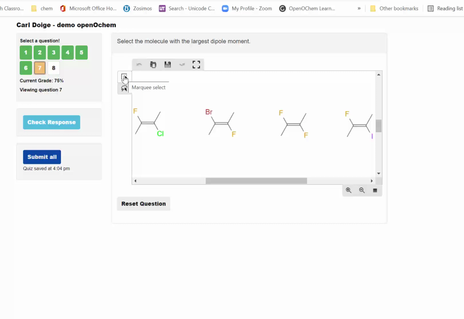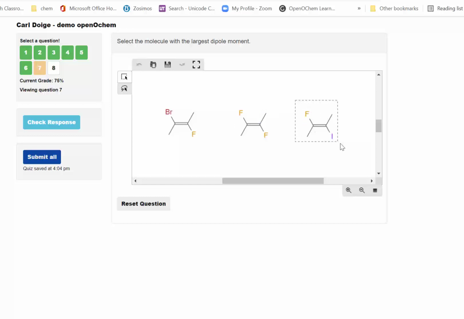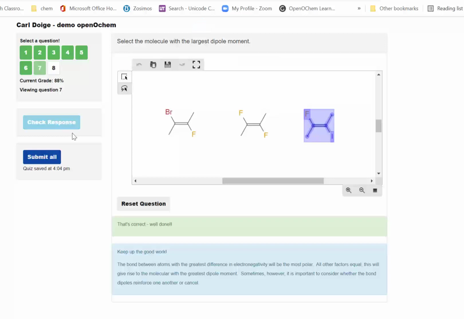Now you can see that each molecule has the heteroatom involving the halogens. And so essentially we're looking for that molecule that has the halogens with the biggest difference in electronegativity. So actually it's going to be this one on the end here. So selecting the Marquee tool, and then dragging and selecting the entire molecule, and then indeed check the response.